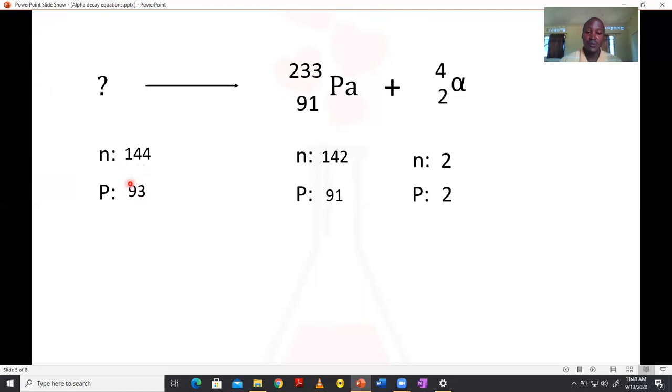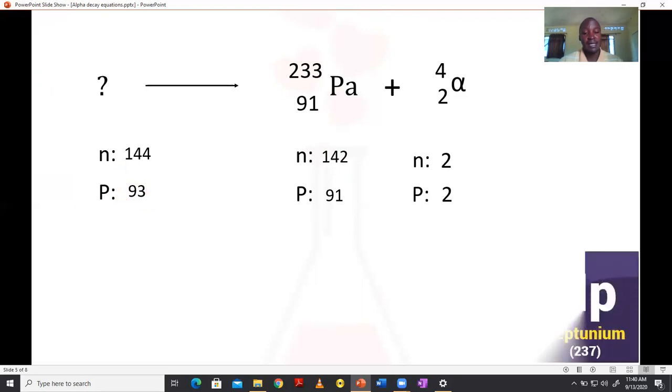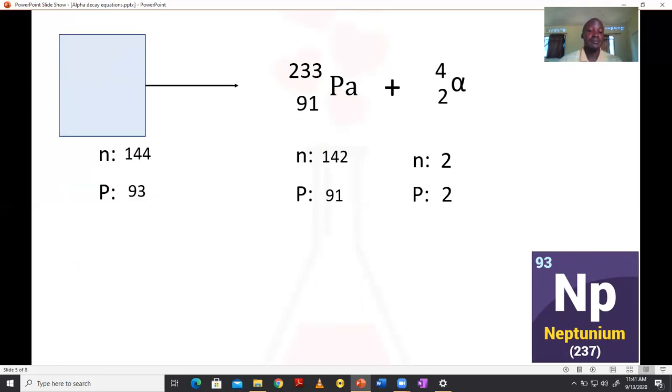So all we need to do is follow our periodic table and look for which atom has atomic number 93. And then we shall realize that it's Neptunium 237 that has atomic number 93. So the element that underwent this kind of alpha emission will have been Neptunium, named after Neptune. So it's not that complex writing these kinds of equations, but all you need to know is being able to balance the number of neutrons and protons.